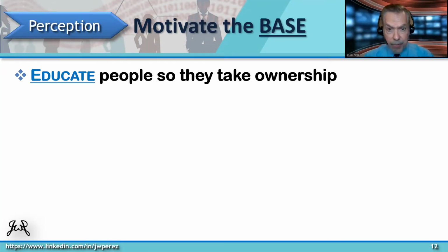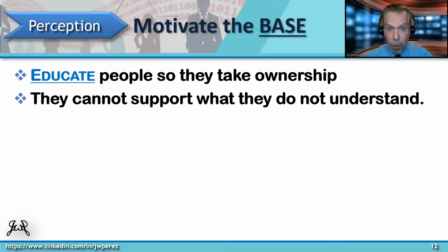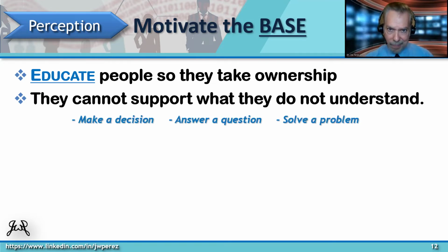Hey, folks, we're not going to get very far in this data storytelling process if either the target audience or the stakeholders are not on board. So we need to educate them, making them realize that they've got some skin in this game. I mean, they can't take ownership or provide the necessary backing financially or otherwise if they don't understand what you're trying to present, or if they can't see what's in it for them, or if the visualization does not help them to make a decision, answer a question, or solve a problem. Now, how do I go about doing this?